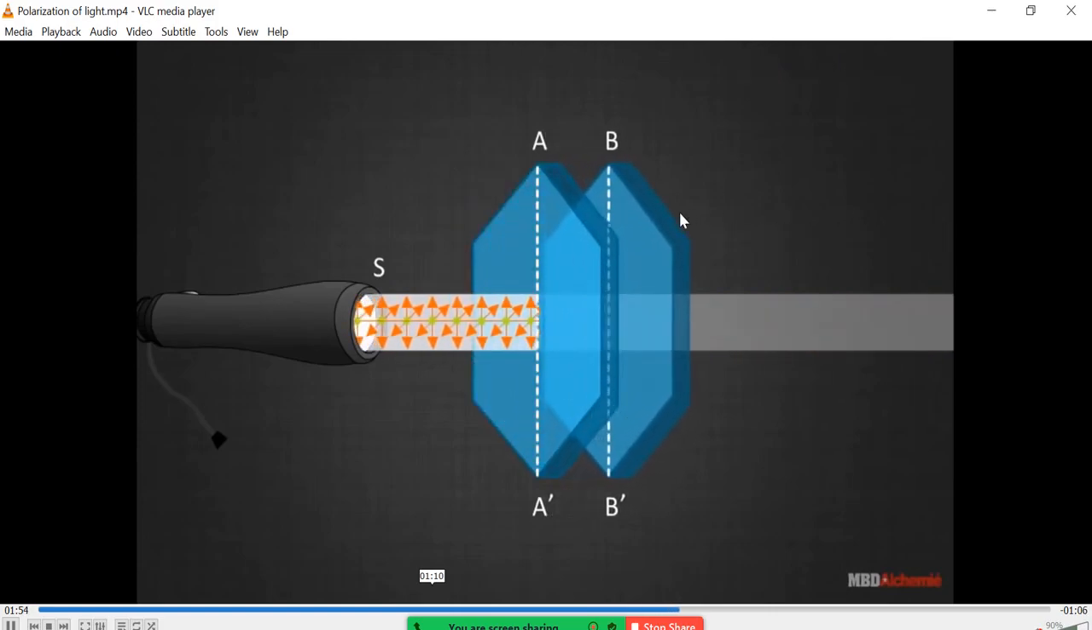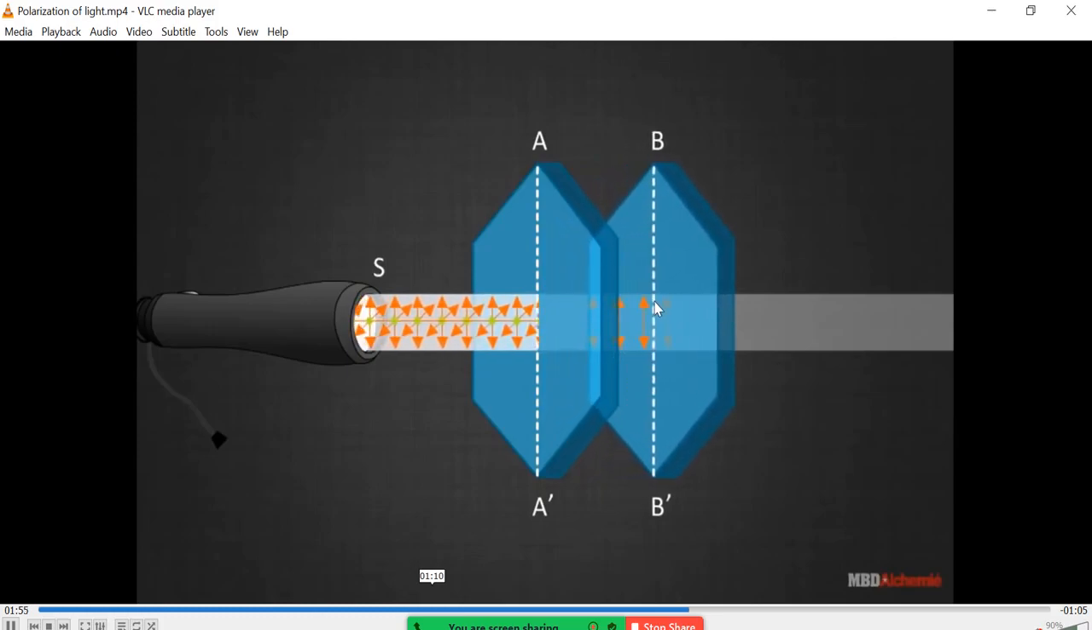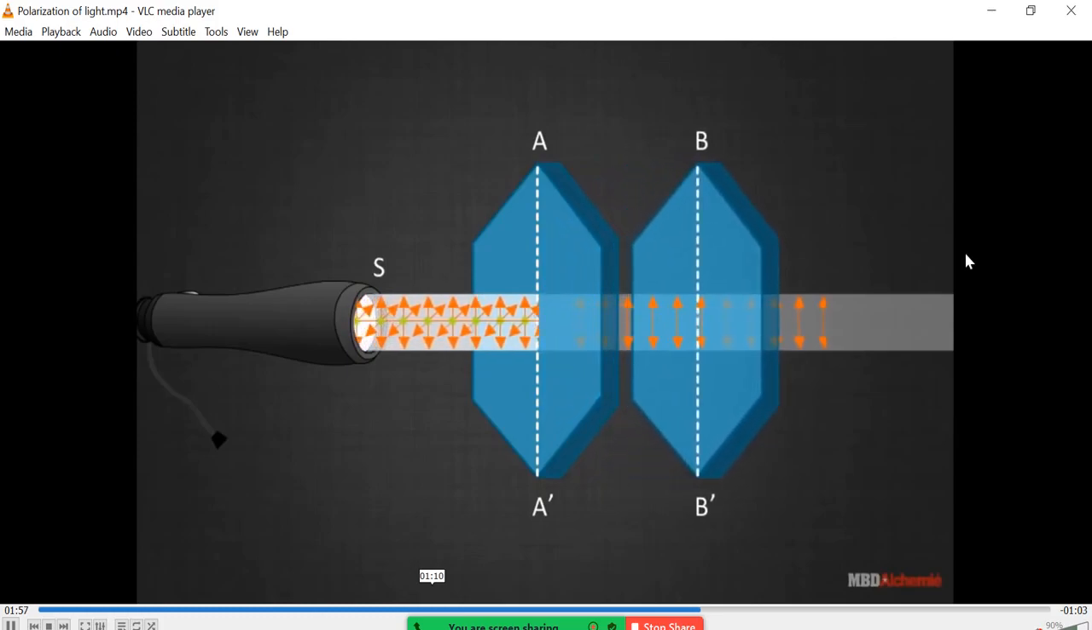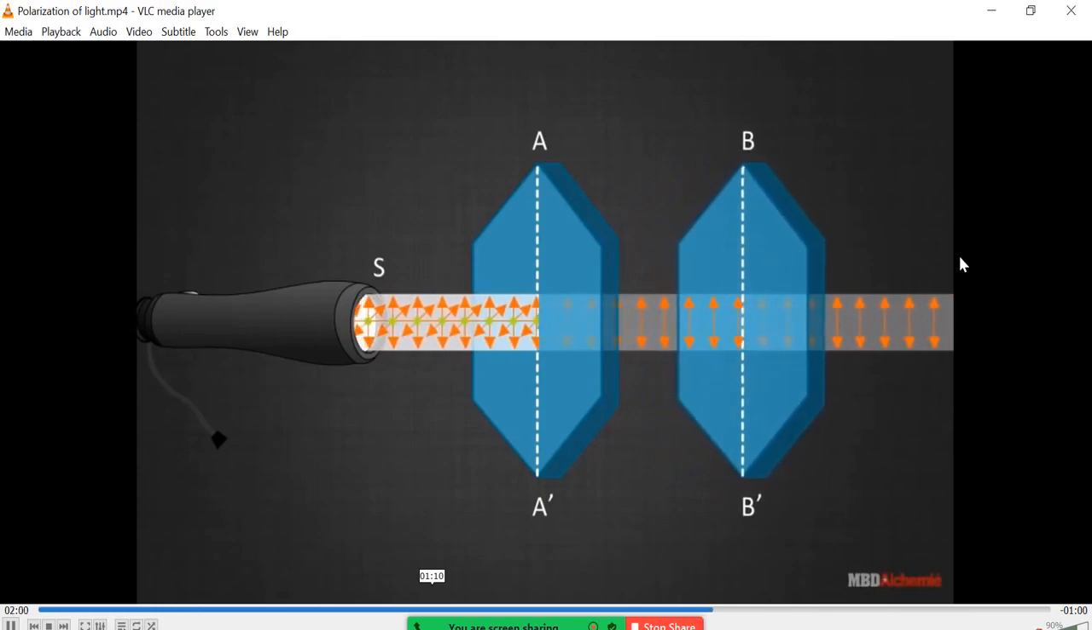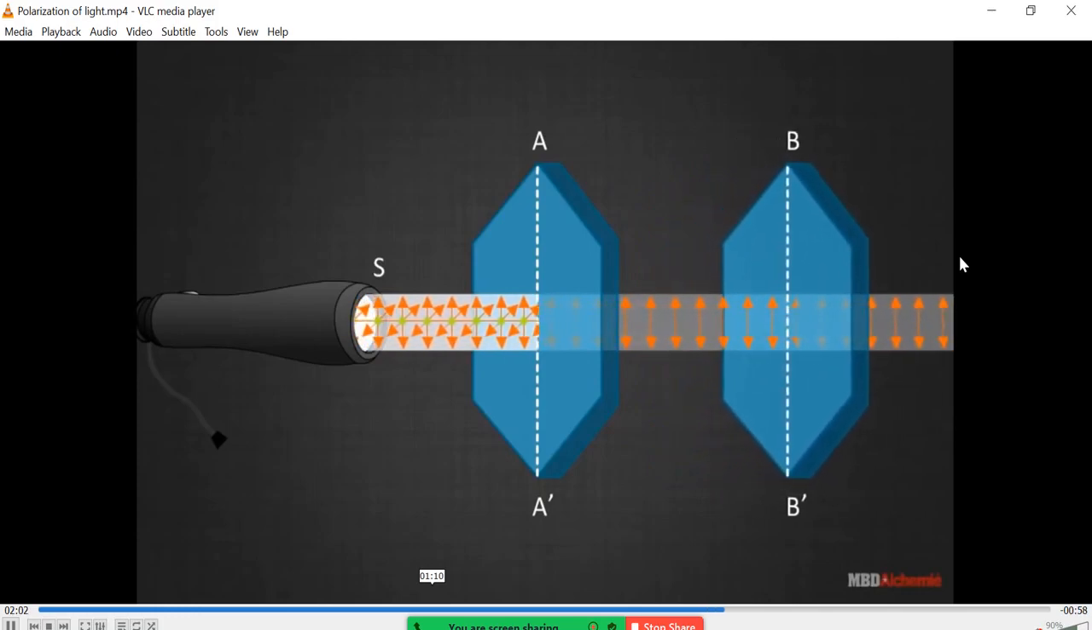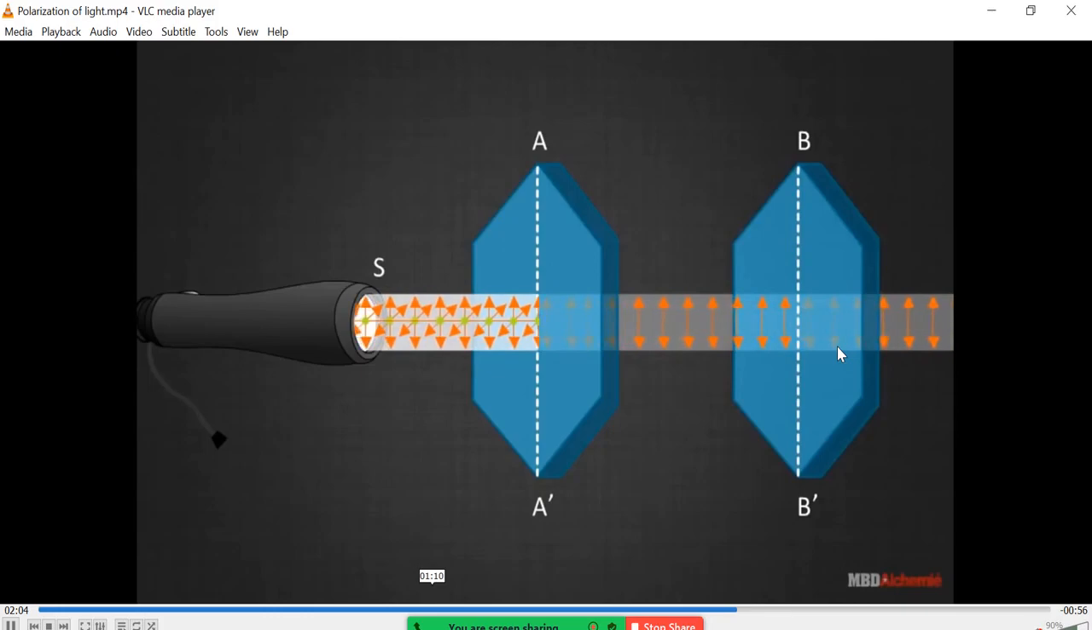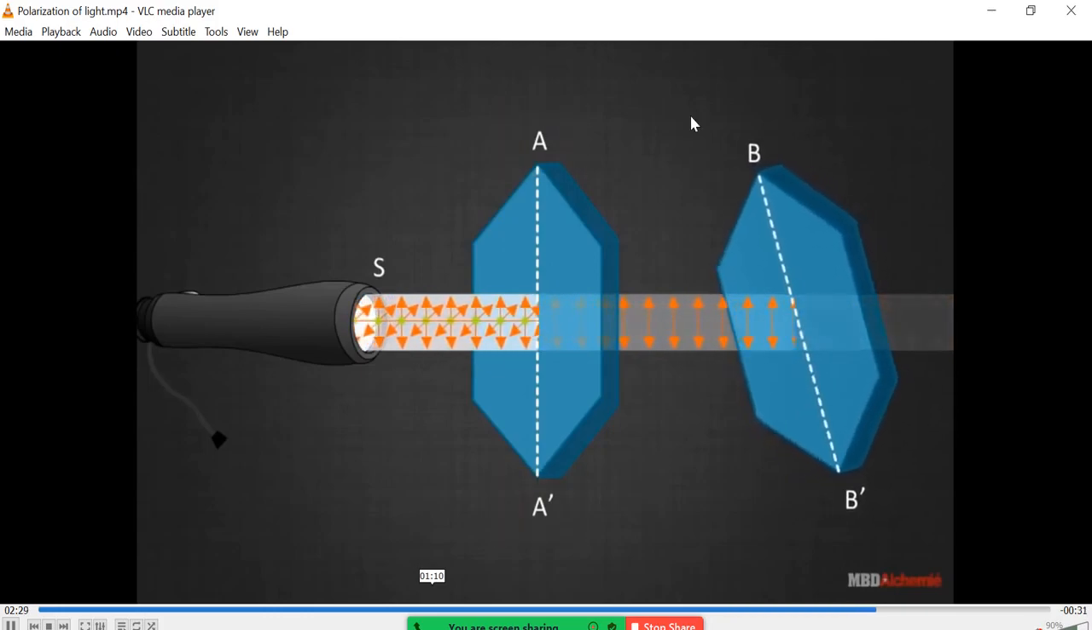If we put another filter with the same direction, the light still can pass. But what if we change the direction of that filter? You will immediately block any light from passing, because the direction of the vibration here is different from the direction of the filter here. So it blocks the whole light.